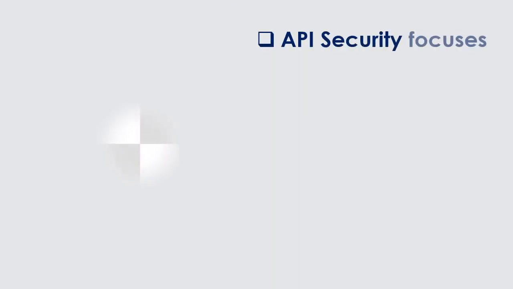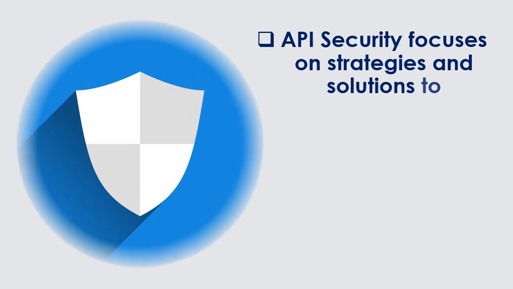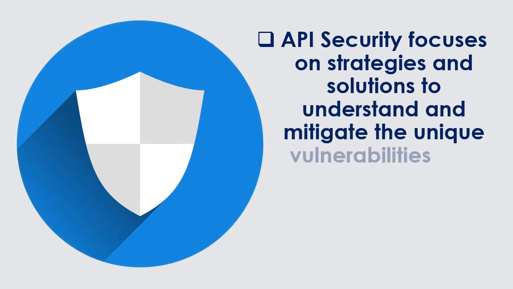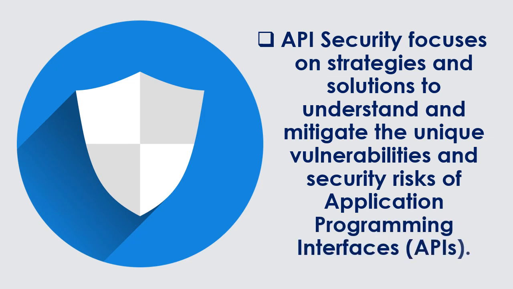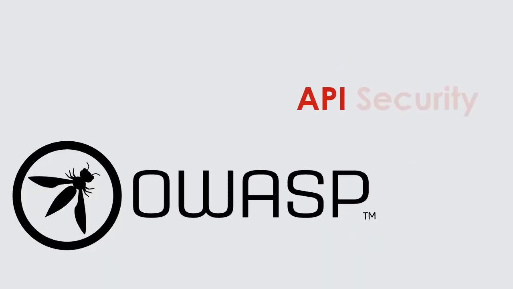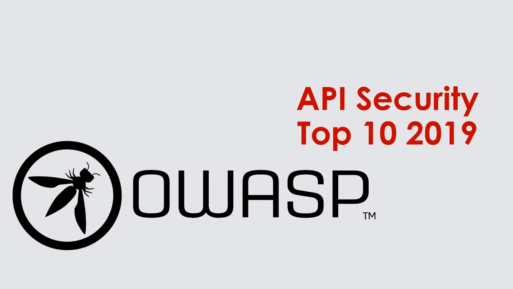API security focuses on strategies and solutions to understand and mitigate the unique vulnerabilities and security risks of application programming interfaces, APIs. API Security Top 10 2019.